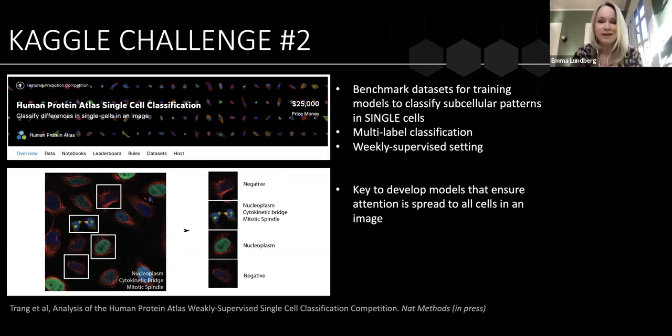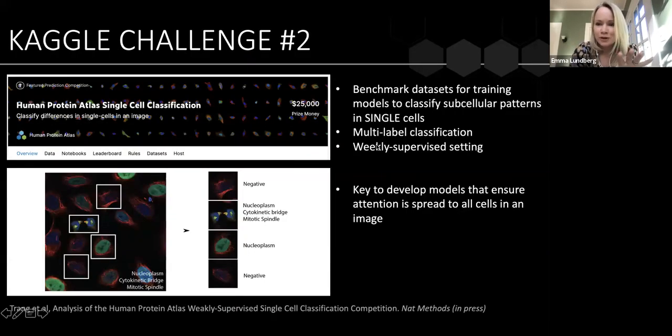This paper will soon be out as well, and you can also read in the Kaggle discussion forums if you're interested. Very successful challenge too, and the same person won this competition, and it was actually a transformer model this time.